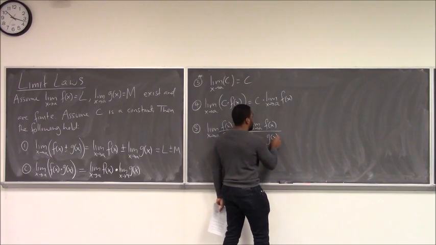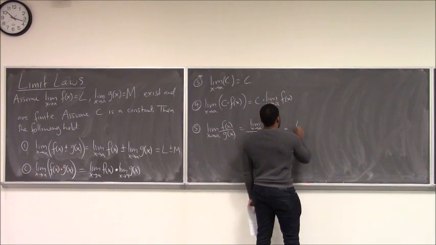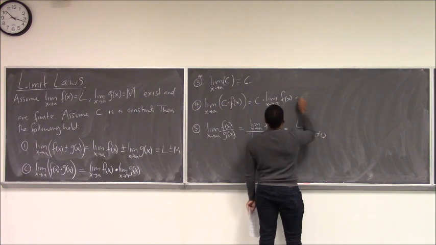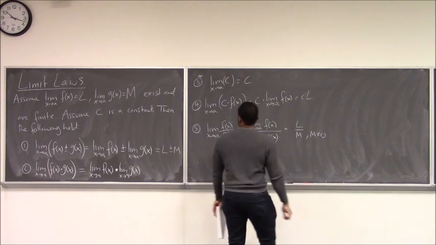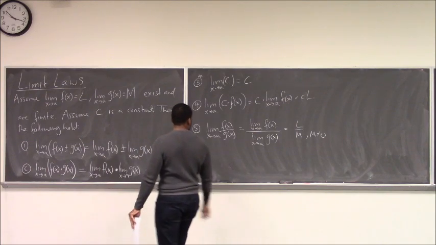And this is g of x. So this will be L over M, of course, provided your M is not 0. This will just be C times L. Plug in any of these. This will just be L times M.